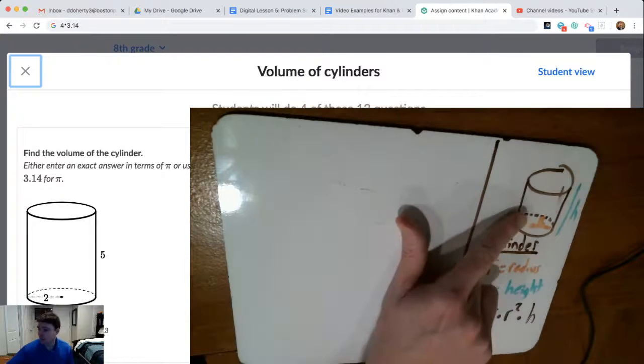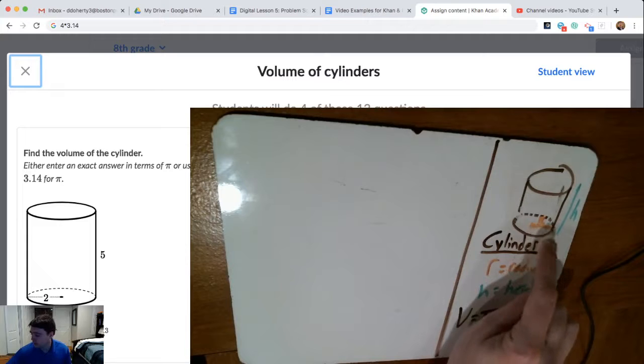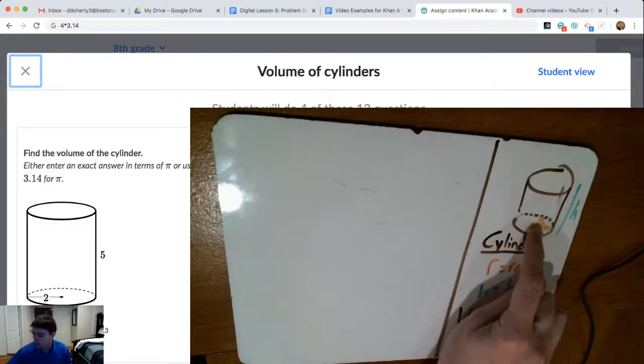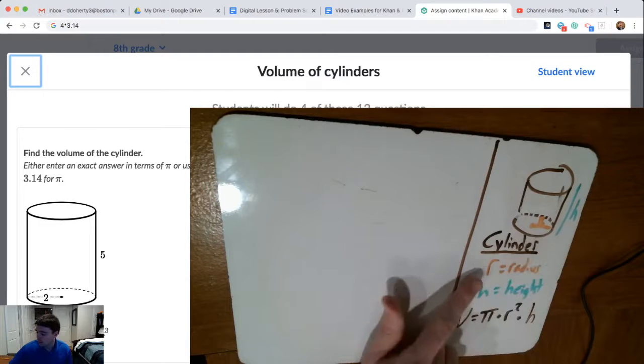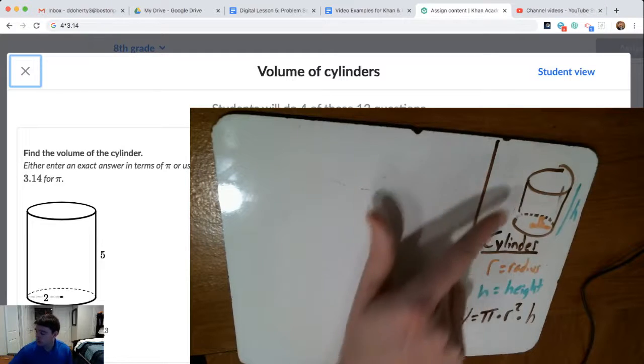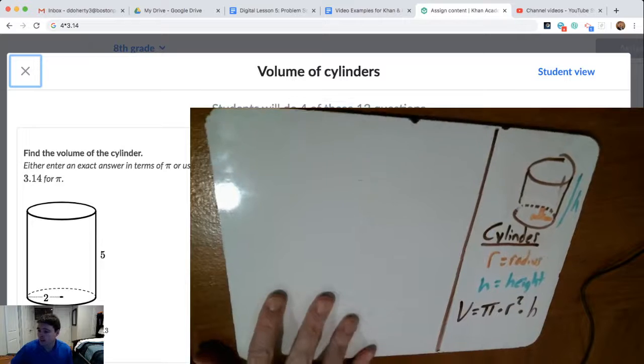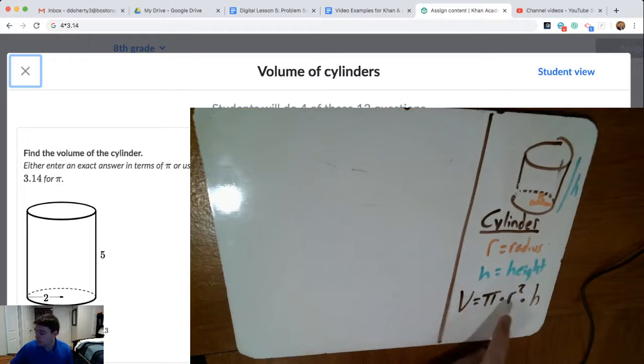I have a picture of a cylinder here. The radius of a cylinder is like a can. It has a circular base. So the radius is the distance halfway across that circular base. The height, of course, represents how tall that can or that cylinder is. And to find the volume, pi r squared should look familiar from area of a circle. That gives you the area of the base, and then we multiply by the height.